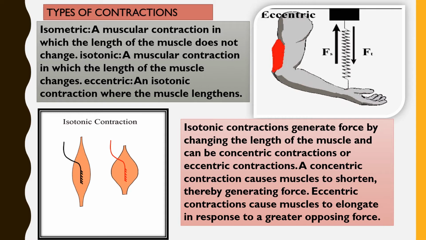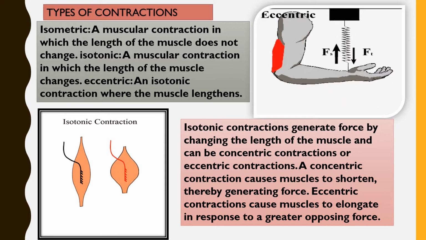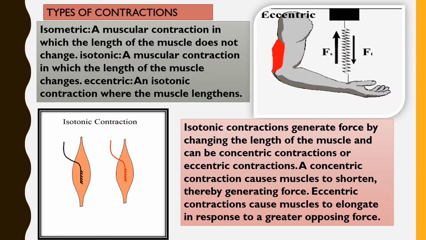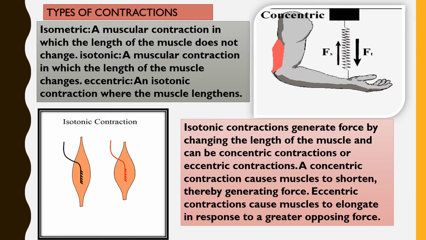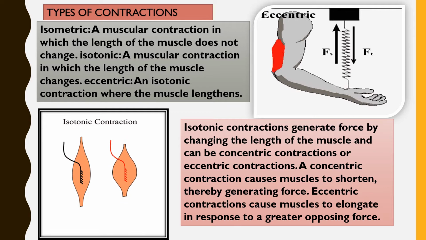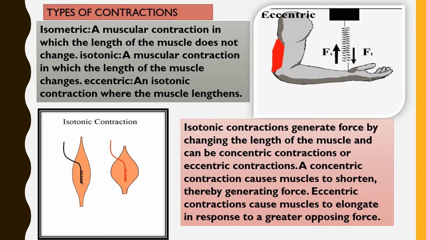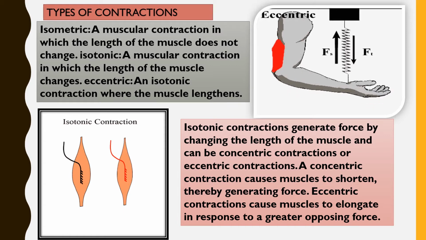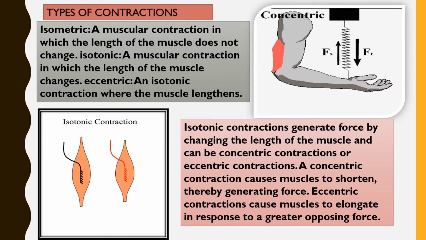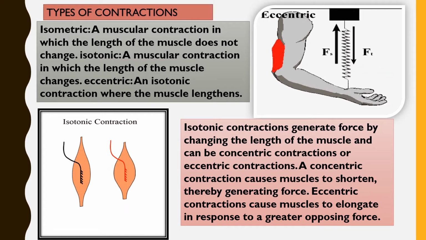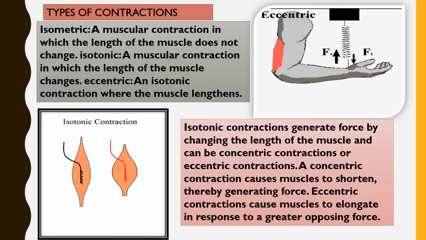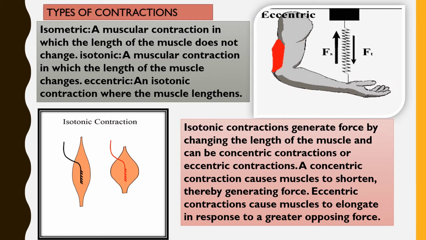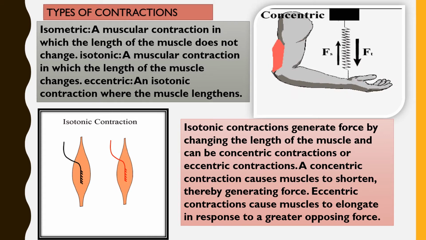Today first I am going to discuss isometric and isotonic muscular contraction of skeletal muscle. A muscular contraction in which the length of the muscle does not change is called isometric contraction. A muscular contraction in which the length of the muscle changes is called isotonic contraction. And an isotonic contraction where the muscle lengthens is called eccentric contraction.